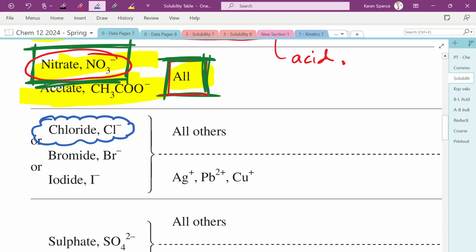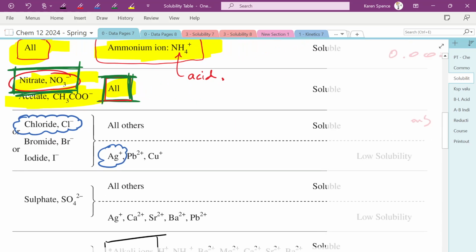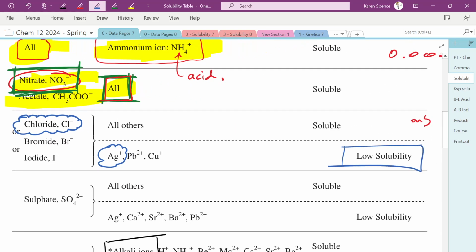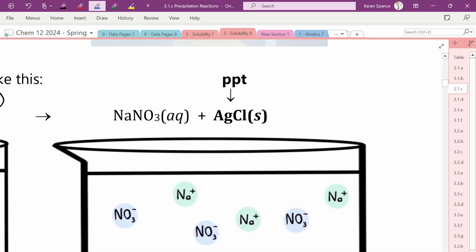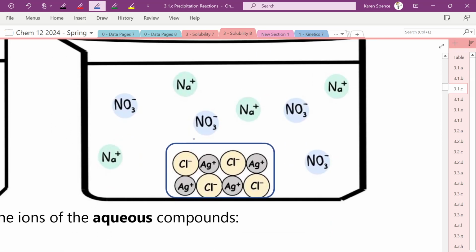Okay. Chloride with silver is non-soluble, low solubility. And if it is low solubility, what does that mean? It is a precipitate. Solid. It is a precipitate. Okay? So that's going to look like this. So we have NaNO3, which is aqueous, and we have AgCl, which is the solid. Here is our precipitate. And you can see the Na and the NO3 are still floating around.